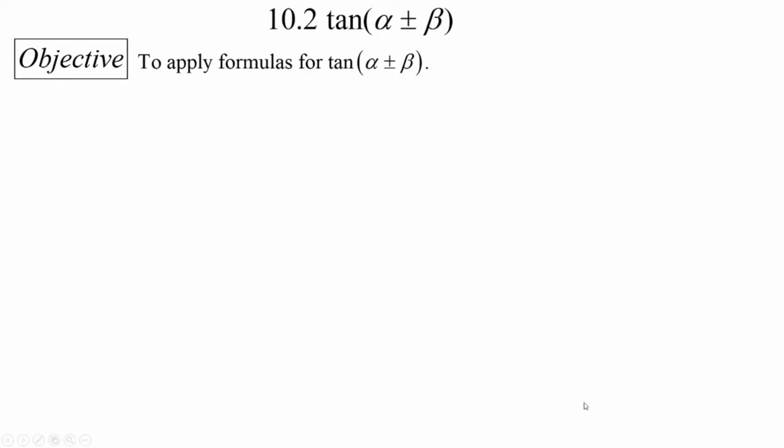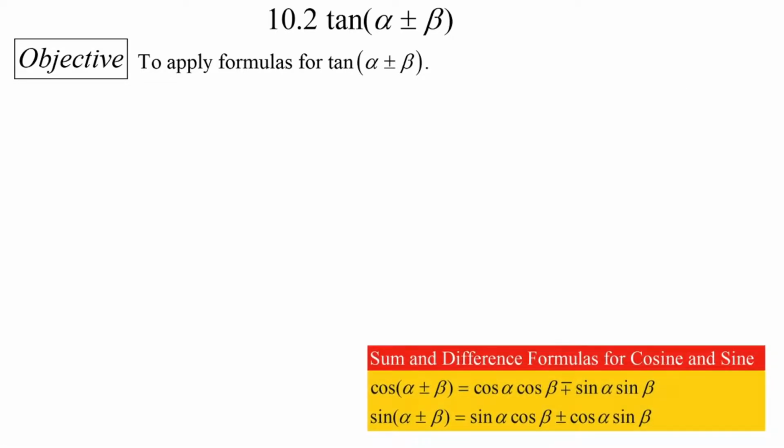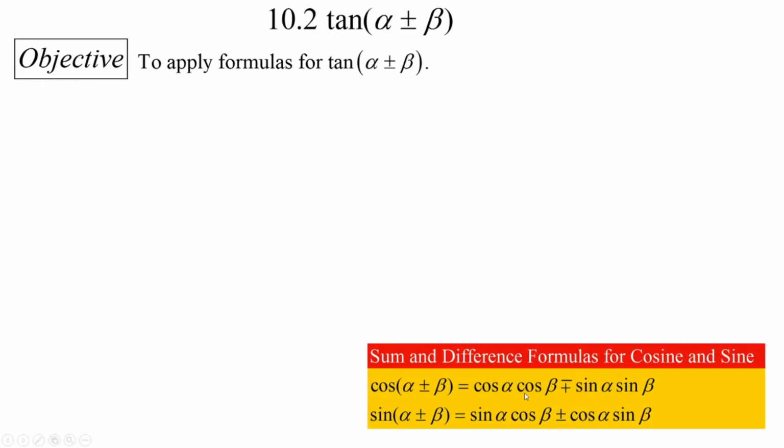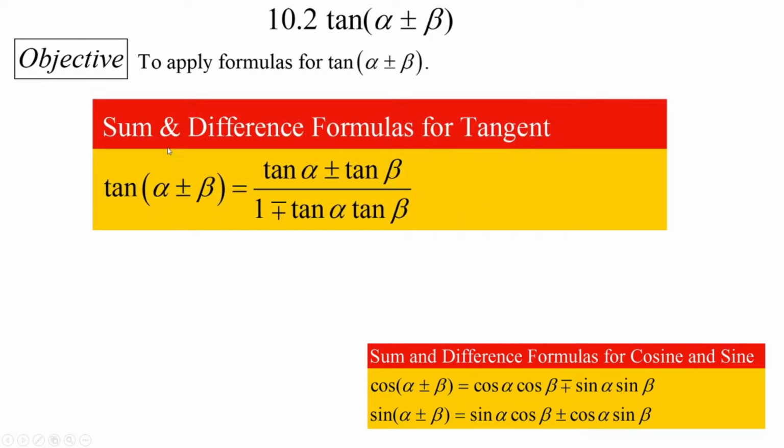Okay, this is 10.2, tangent of alpha plus or minus beta, and the objective will be to apply formulas for tangent of alpha plus or minus beta. Pretty cool stuff. So essentially in 10.1 we started with our angle addition formulas for sine and cosine, and now we have the same identities for tangent, which covers the big three of our trig functions. And here it is right here.